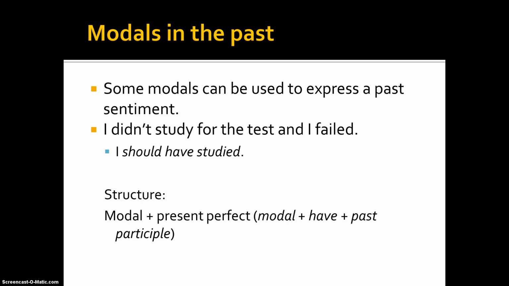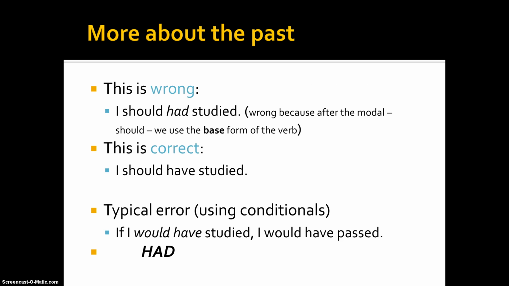It's because when we speak English, we contract our words, we push them together, and so if I say should have studied, it sounds like I'm saying should of studied. That's incorrect. It is also incorrect to write I should studied. A lot of people say that. I should have studied. The correct structure is what you see in front of you. I should had studied is also wrong because after the modal should, we have to use the base form of the verb.